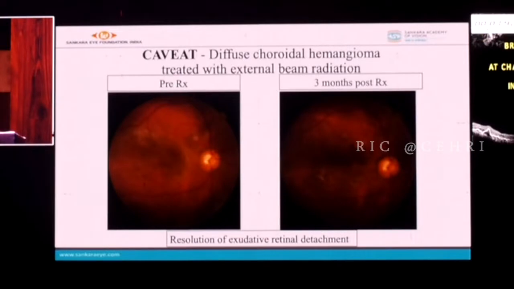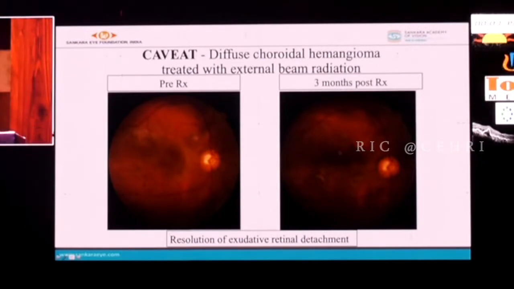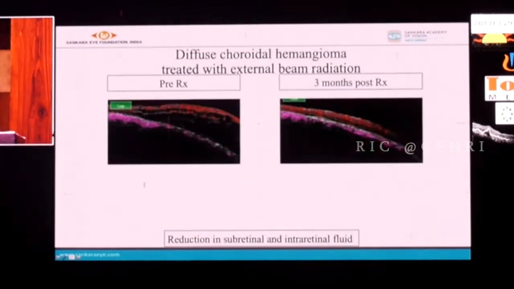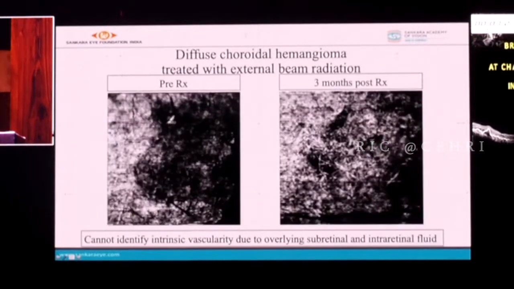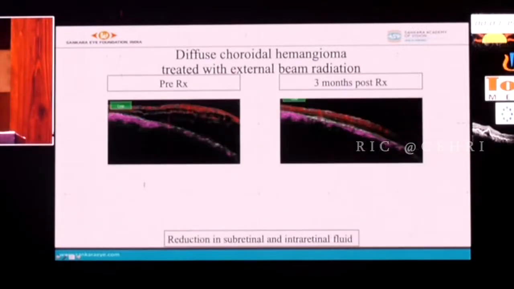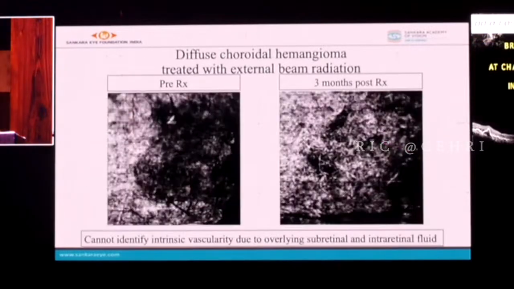But then, not everything is hunky-dory in medicine. So here, there is a caveat to it. This is another patient with a choroidal hemangioma who underwent external beam radiation. The exudative detachment is reduced, and this is the pre-treatment and post-treatment. You can see intraretinal edema, subretinal fluid, which are resolved. But then let's look at the OCTA. Actually, in contrast to whatever we saw, here we see much more black areas pre-treatment in contrast to post-treatment. Why is it so? Because this fluid was having a masking effect. So don't look at just the OCTA and say whether it's working or not, but we have to look at everything in addition to the patient as a whole to decide if it's working or not.